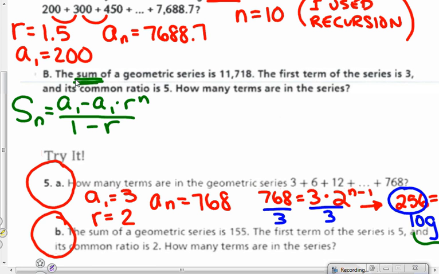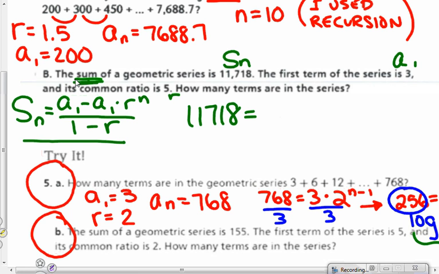And since they told me the sum, this formula is in play, and we're going to put this number, 11,718, in for Sn. That's the sum. The first term is 3, so that's going to go in for a1. The common ratio is 5, so that's going to go in for r. We'll have everything in this formula except n, which is what they want, right? So we'll let Sn equal 11,718.